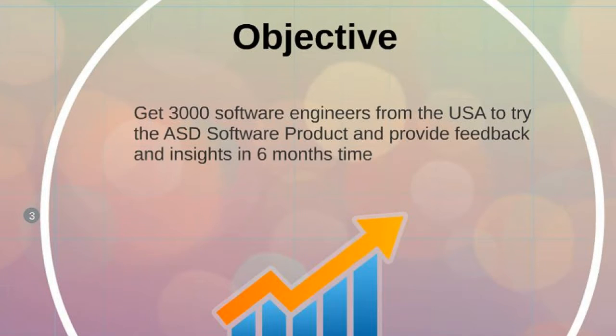Verum is a software company located in Verum. The company has one product, the ASD software suite, nowadays known as Design. Design is a software program that allows programmers to quickly generate defect-free software. The goal is to get 3,000 software engineers from the United States to try the ASD product and provide feedback and insight within 6 months.